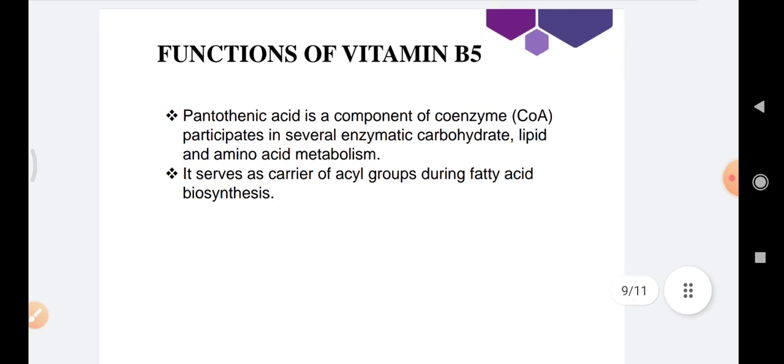Now what are the functions of vitamin B5? Pantothenic acid is a component of coenzyme A, which participates in several enzymatic carbohydrate, lipid and amino acid metabolism reactions. It serves as a carrier of acyl groups during fatty acid biosynthesis.